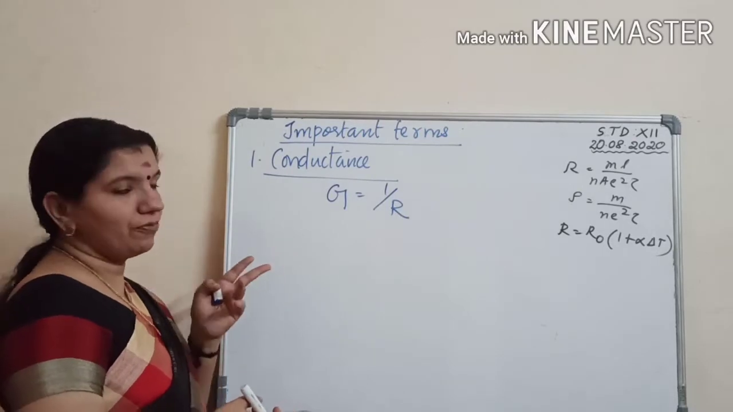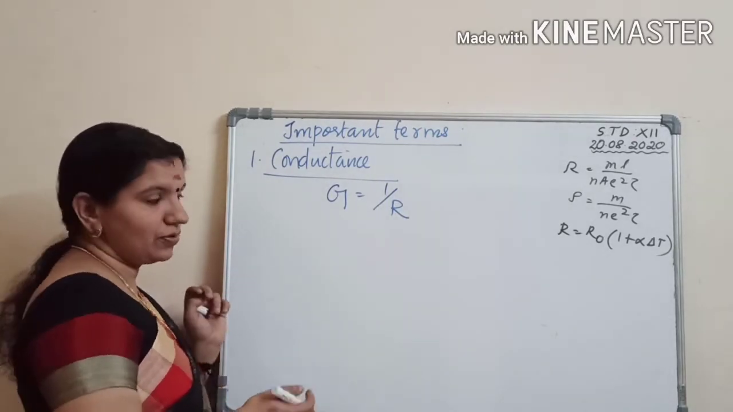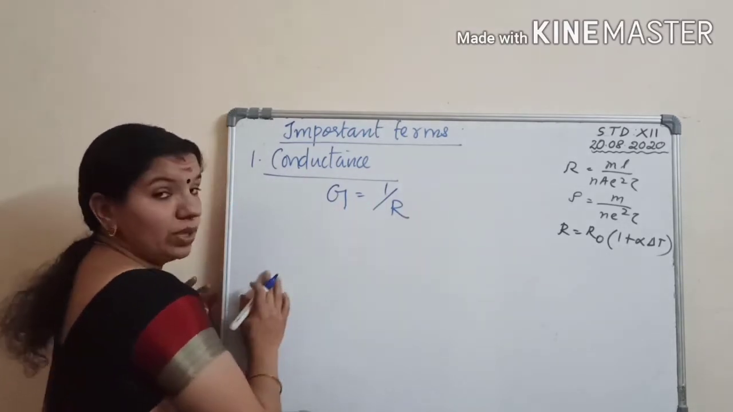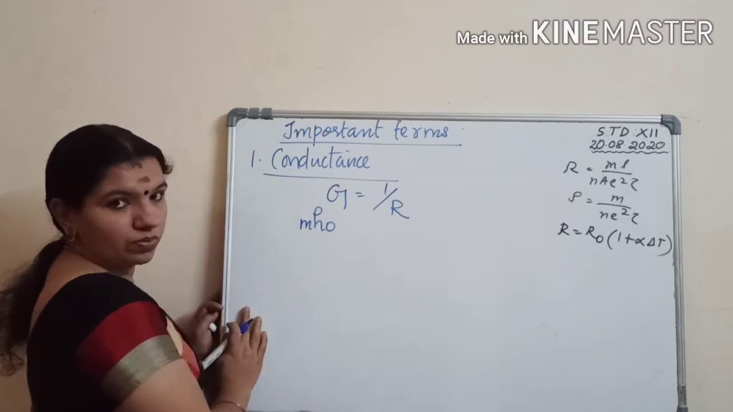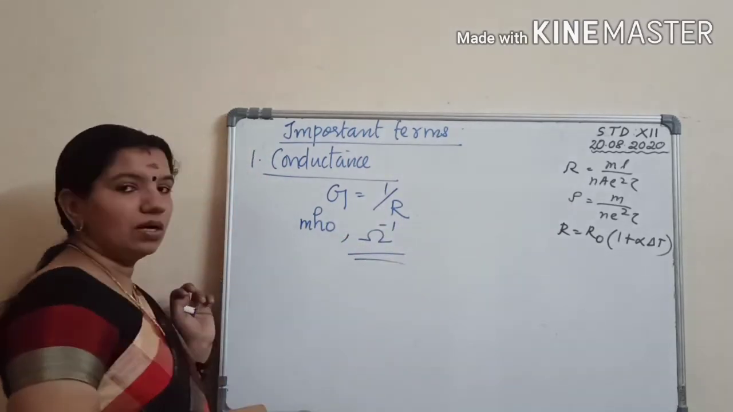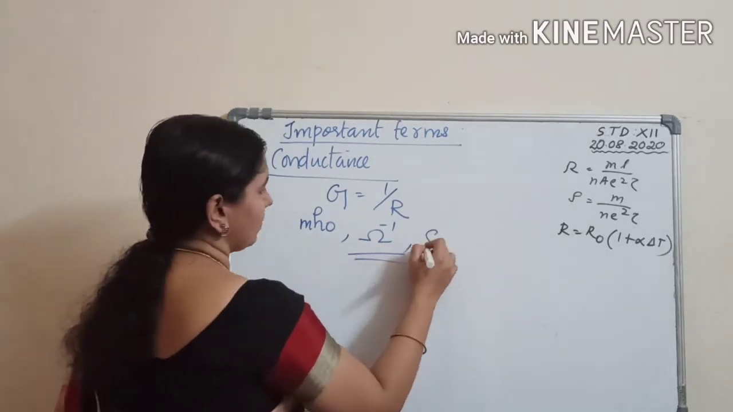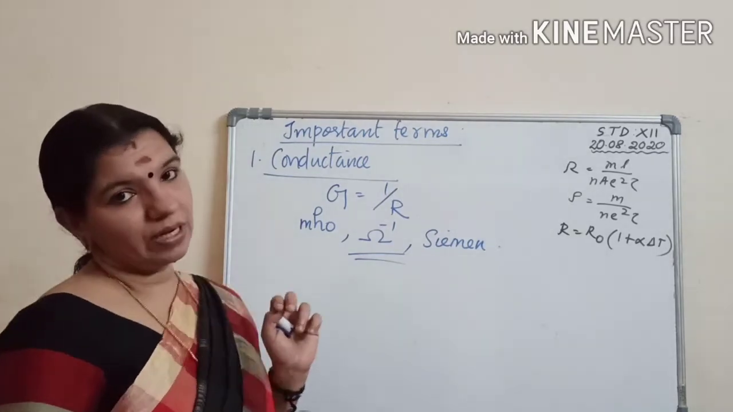Now, the unit of conductance. You know the unit of resistance is ohm, and the unit of conductance is mho, or you can say ohm raised to -1. One more unit is there, Siemens. So these are the units of conductance.